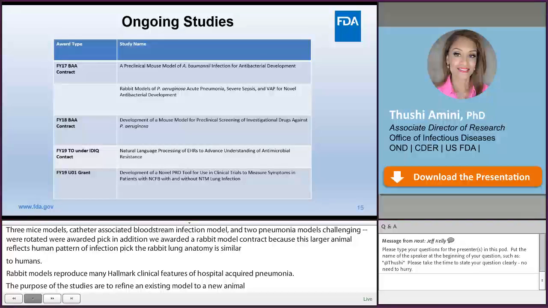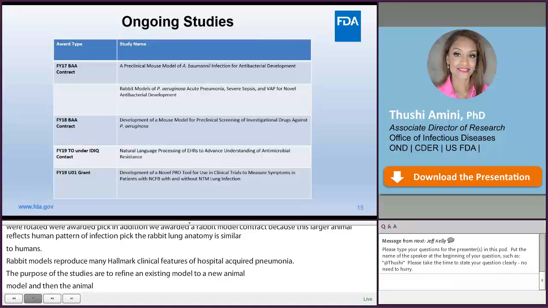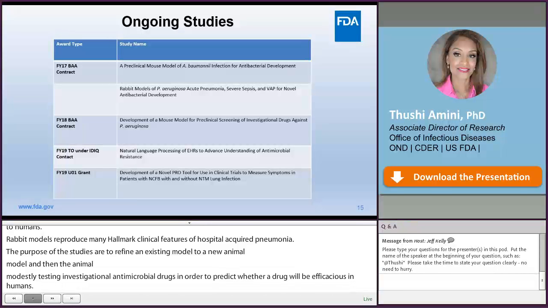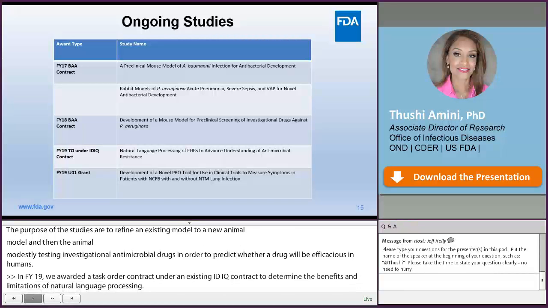In FY19, we awarded a task order contract under an existing IDIQ contract to determine the benefits and limitations of natural language processing. This proof of concept study analyzes data in unstructured notes in the electronic healthcare records and then assesses whether we can train a machine to recognize whether certain events took place.